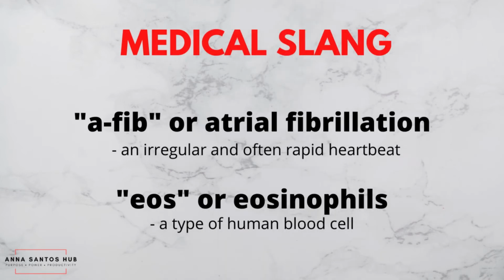Let's now move on to the medical slang. First, AFib. AFib is a medical term whose long form is atrial fibrillation, which means an irregular and often rapid heartbeat that can pose an increased risk of experiencing different heart-related conditions such as stroke, heart failure, among other conditions. And then we also have another example, EOS, which means eosinophils. Eosinophils are a type of human blood cells that have a specific role in our immune system.